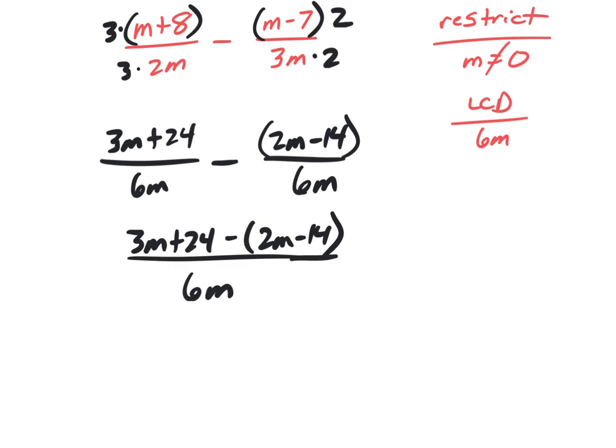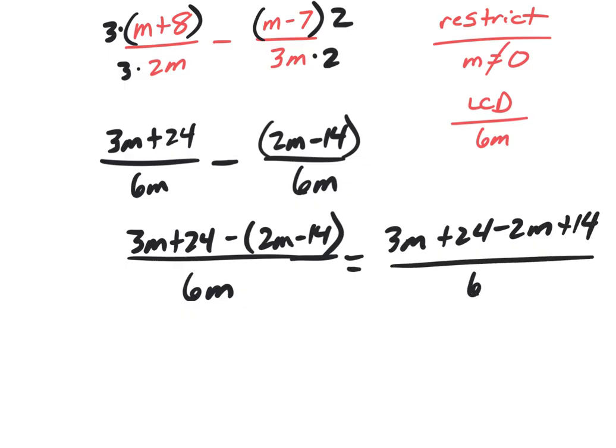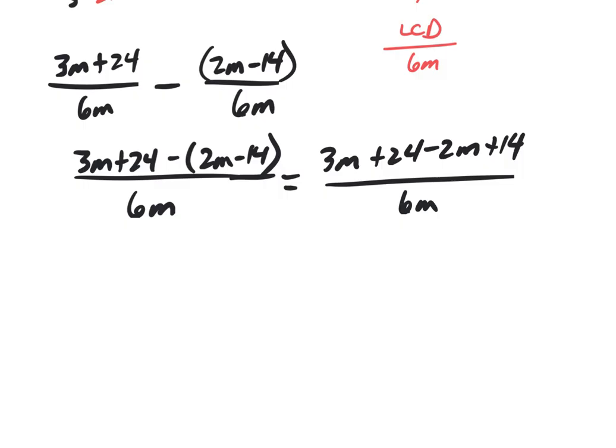If you put it in parentheses, then I think you're going to have a better chance of getting it right. If you don't put it in parentheses, you're probably going to forget to distribute. And that's going to be one of the biggest mistakes that's made. So this would be 3m plus 24 minus 2m plus 14 all over 6m. And then we're going to combine like terms on the top. 3m minus 2m is m. 24 plus 14 is 34. On bottom, we still have 6m.